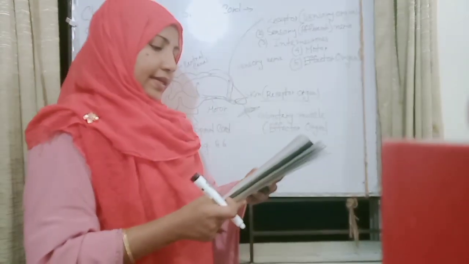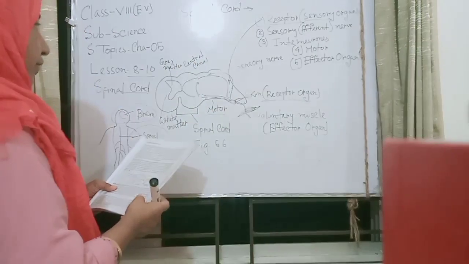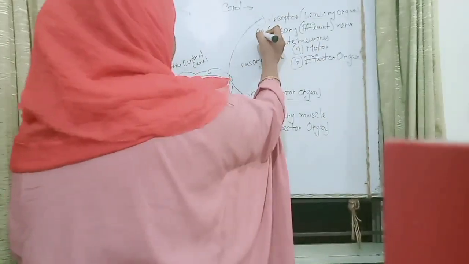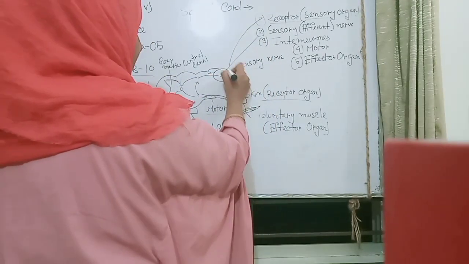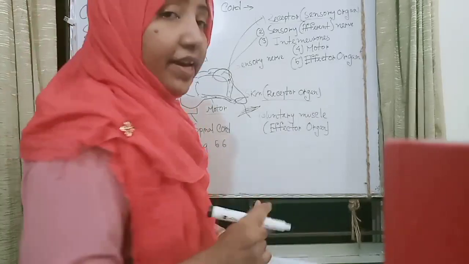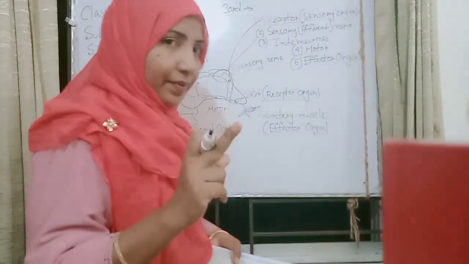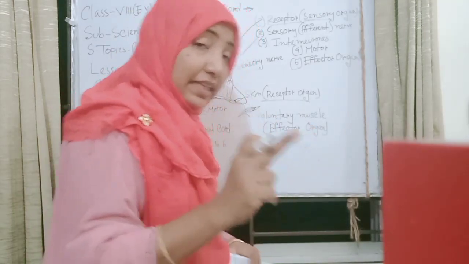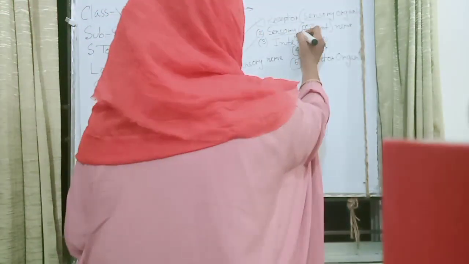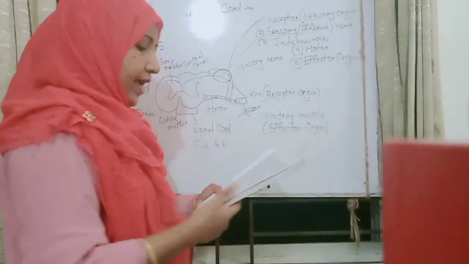The second structure is the sensory or afferent nerve. Here there are two words: first the afferent, and second the efferent. The first structure is the sensory nerve, and the other structure is the efferent nerve.